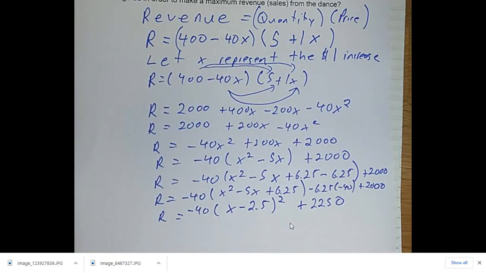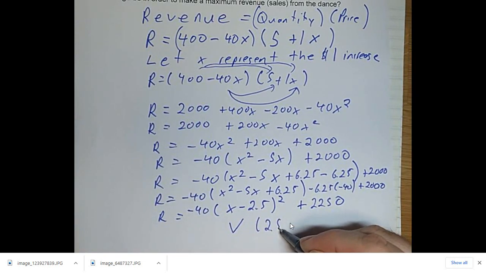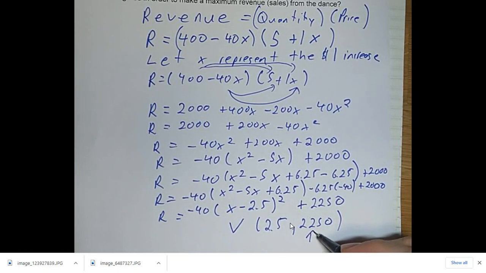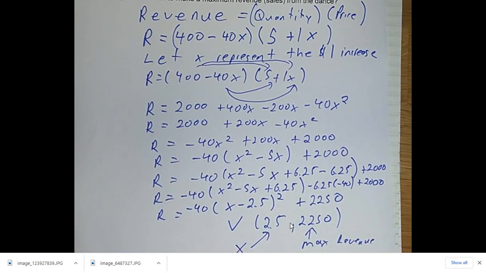Okay, now we get our vertex. Our vertex is 2.5, comma, 2250. Okay, this is our maximum revenue. The very first number is our increase in price. It's our X. So let's figure out what price we're going to charge to maximize the revenue.